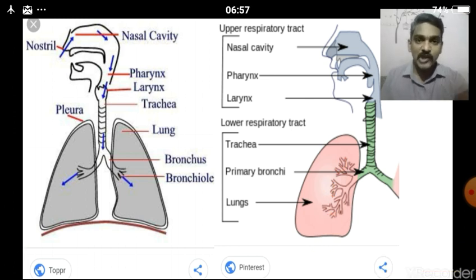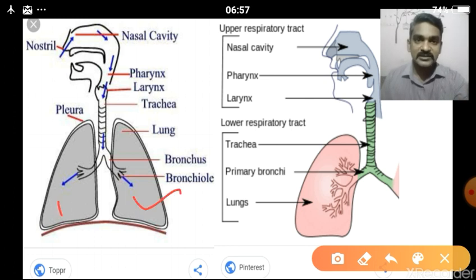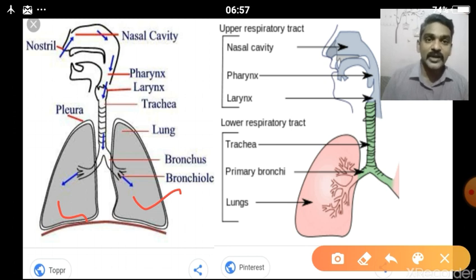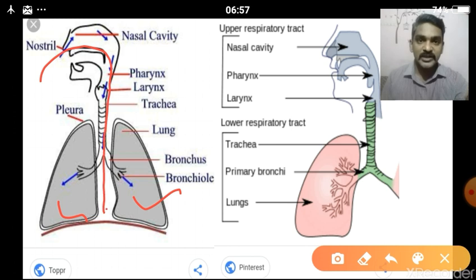This is the organ, you can see the lungs. The lungs are the respiratory organs which are fine and delicate, so they are present inside the body. These lungs need air. The exchange of gas should take place, so it needs air from outside the body. Through which way will it reach? Through this pathway only, from here to here.